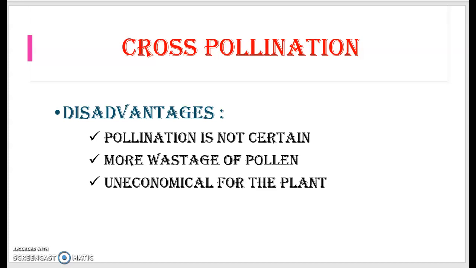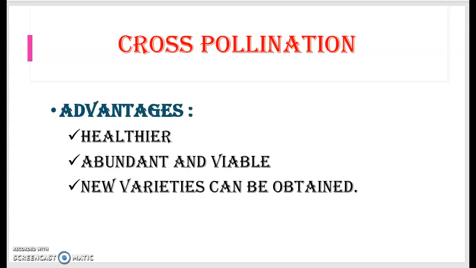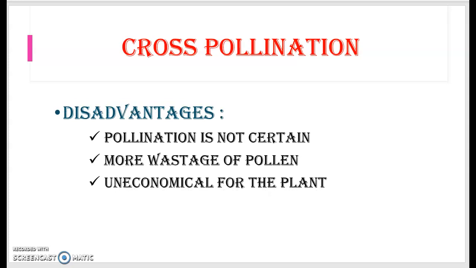So these are the three major disadvantages. Just recall what the advantages are. The plants produced by cross-pollination would be healthier and able to produce abundant and viable seeds. And there is a chance of getting new varieties by cross-pollination. What are the disadvantages? Pollination is not certain. That means pollination will not occur for sure. It's not a very sure process. It may occur or it may not. Next, the wastage of pollen is so huge and it's comparatively very uneconomical to the plant which is undergoing cross-pollination type.